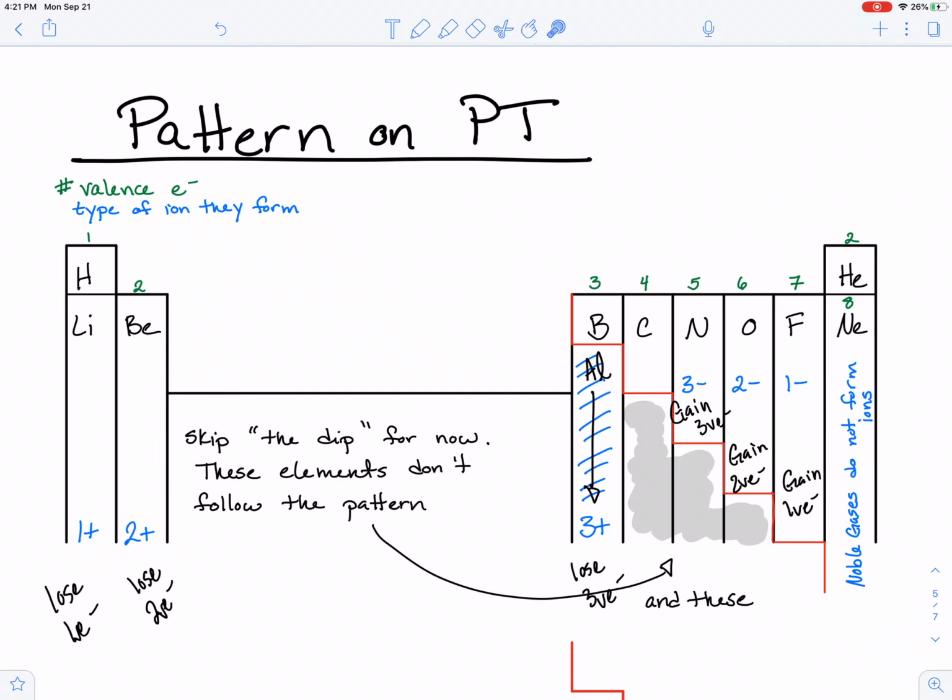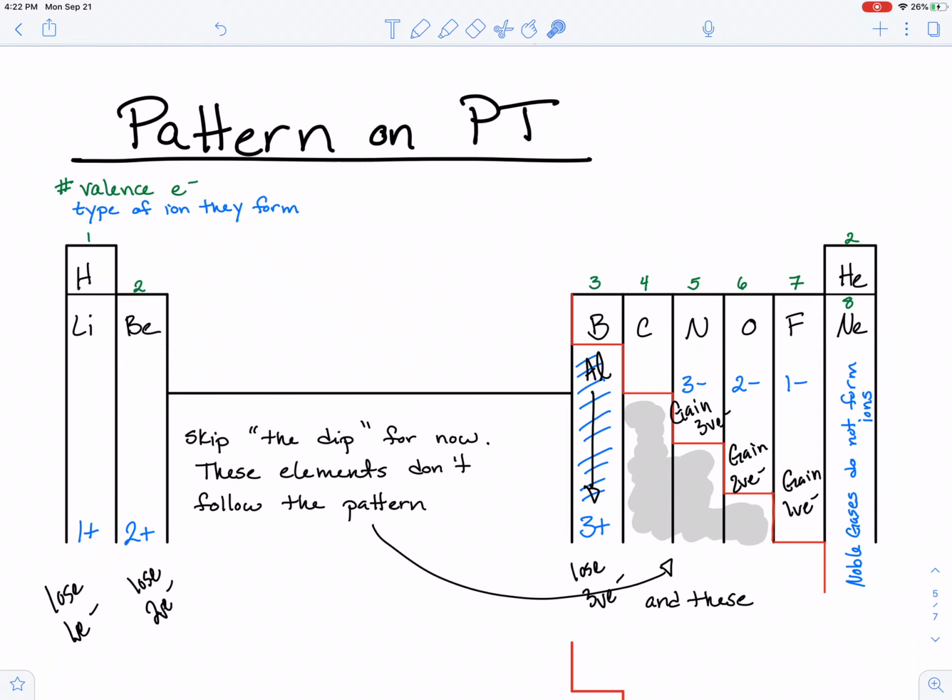Family 14, because they have 4 valence electrons, do they want to lose 4? Do they want to gain 4? Typically, they don't follow our pattern. I will say most often they form negative anions, but again, no real pattern like the rest of them. So we're just going to skip them for now and go to family 15. Family 15 has 5 valence electrons. So in this case, instead of giving away 5 electrons, it's actually easier to get 3. So they'll gain 3 electrons, which gives them an overall charge of 3-, because remember, electrons are negatively charged.